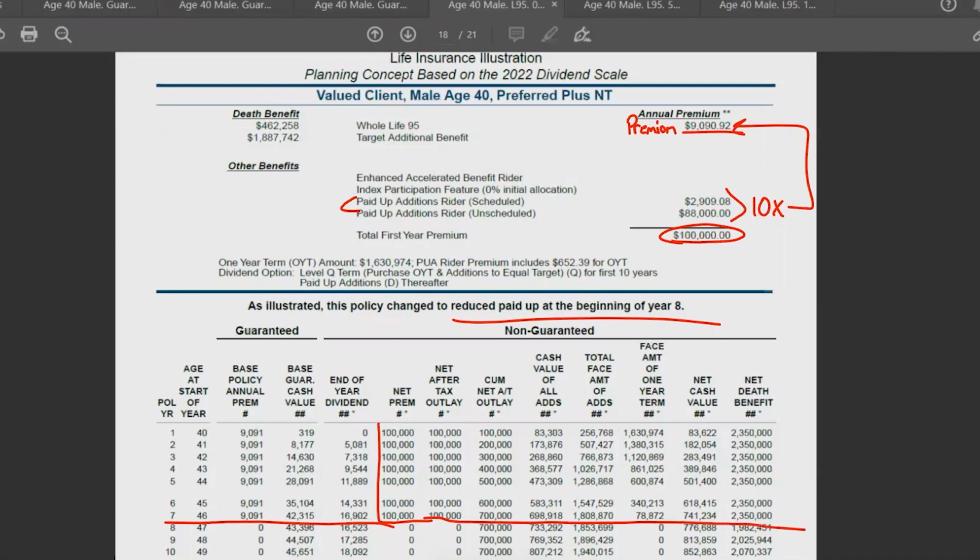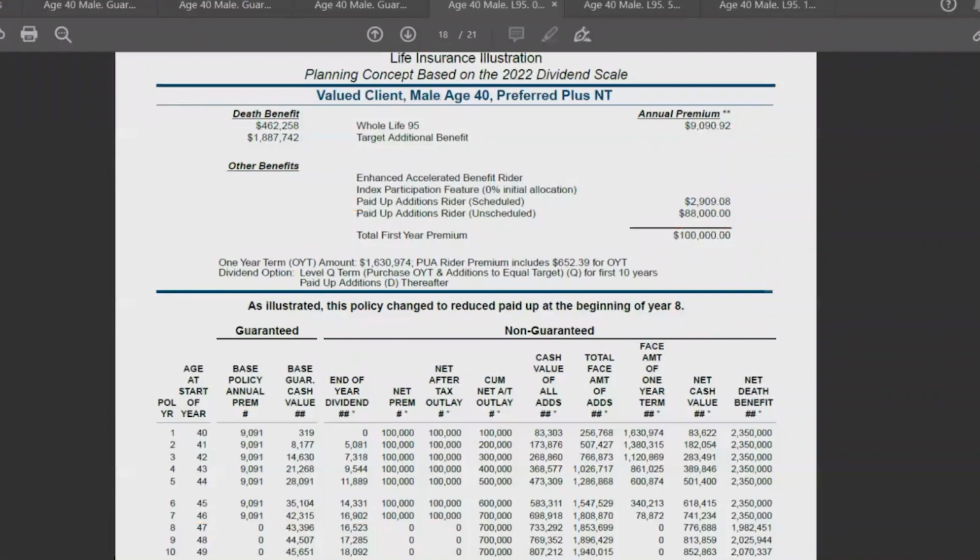But here's what I want to hit on. Let's put this in a different color. Let's put this in light blue. Index participation feature. What's the allocation there? 0% initial allocation. Why it says that is because you can adjust it as the years pass. So 0% initial allocation.